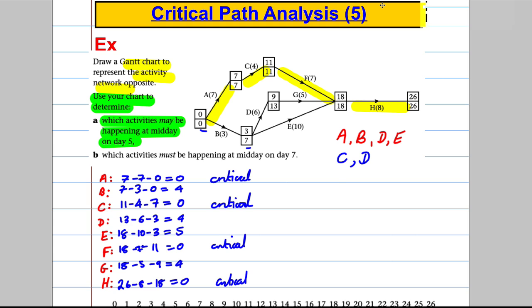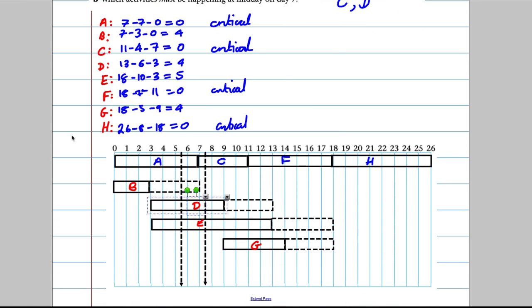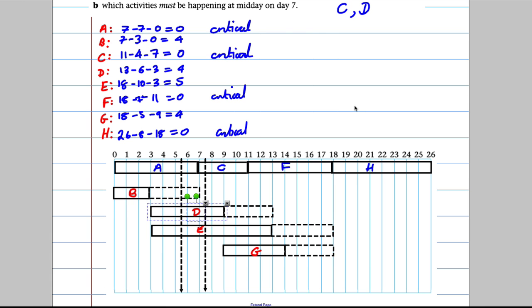Everything you need to know about 1, calculating the floats, 2, identifying critical activities, 3, identifying a critical path, and lastly, being able to draw the Gantt or Cascade chart and being able to use it to identify which activities must be happening.